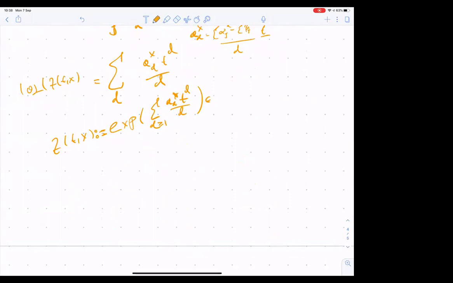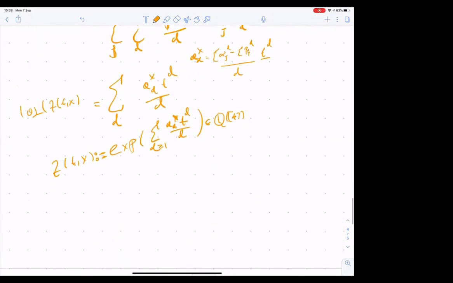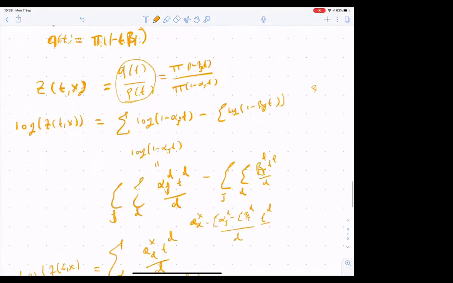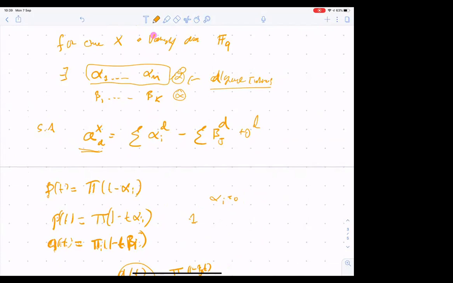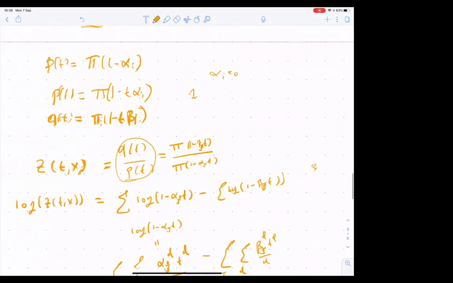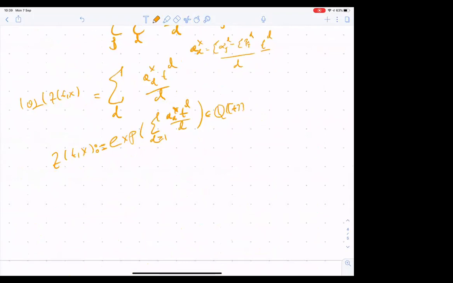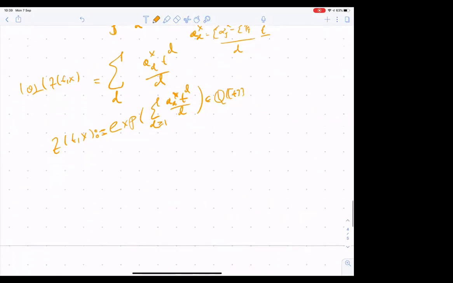This a priori lives in Q double bracket T. And you can convince yourself that the statement that this function is rational, that it's a quotient of polynomials, is equivalent to the statement that this sequence a_d is of the form sum of alphas minus sum of betas, and furthermore the zeros and poles correspond exactly to 1 over those alphas and betas. So this is how you get the zeta function as a natural thing that will encode the supposed behavior.